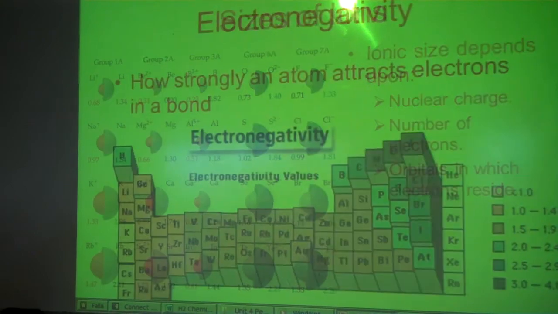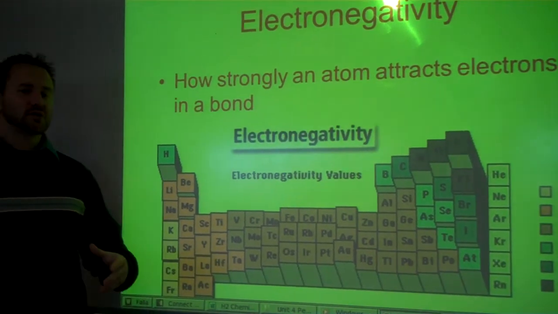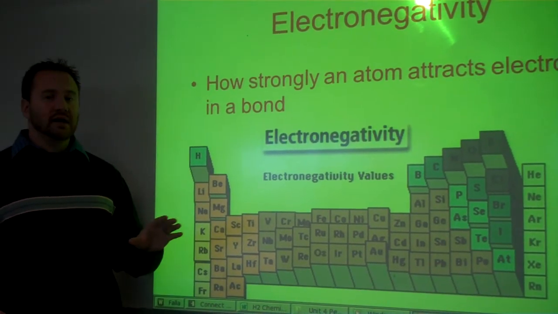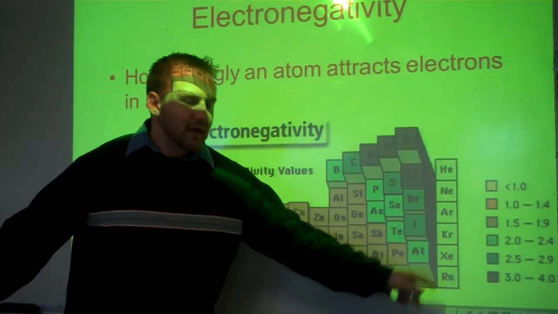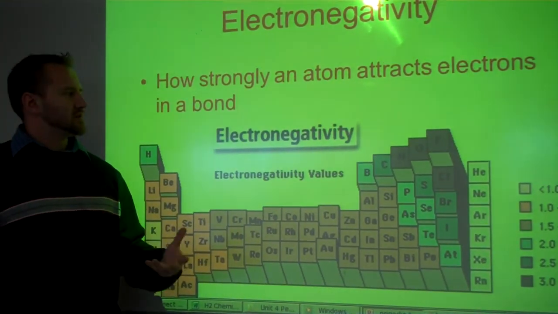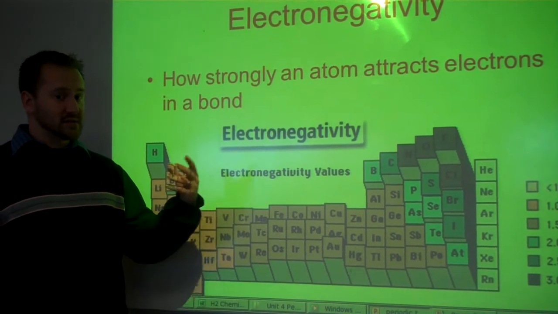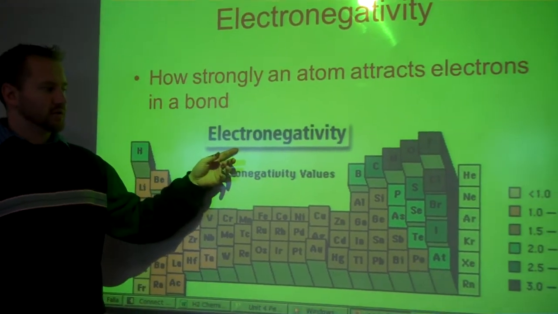The next trend I want to talk about is electronegativity, and this is the last one we'll talk about. And this refers to the strength an atom has when attracting electrons in a bond. This is very similar to ionization energy with one exception. The noble gases don't form bonds, so we don't consider them to have any electronegativity. They do have ionization energy, however, because it does take energy to pull electrons off, but they don't form bonds, so they don't have electronegativity.